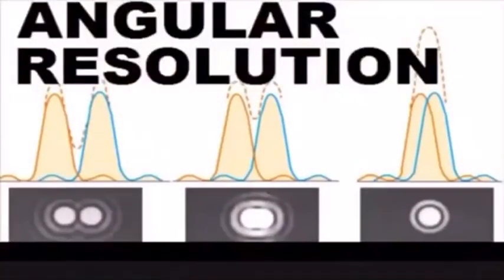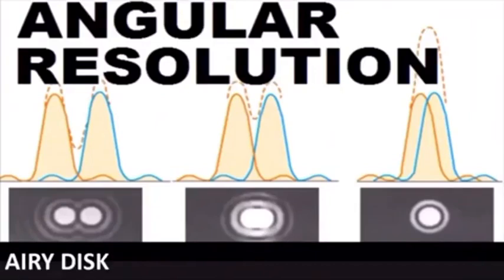Now, what is angular resolution? Well, it all has to do with the way that we view light, whether it be from your eyeball, a camera, or a telescope. In optics, the best focus spot of light that a perfect lens with a circular aperture can make is called the airy disc.